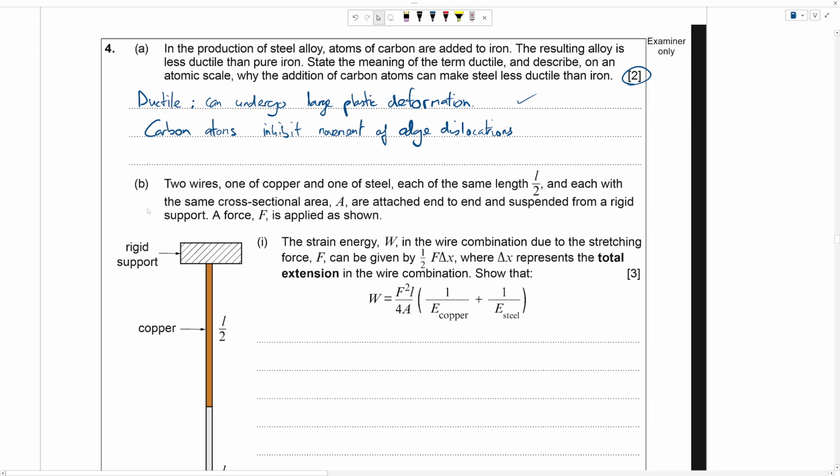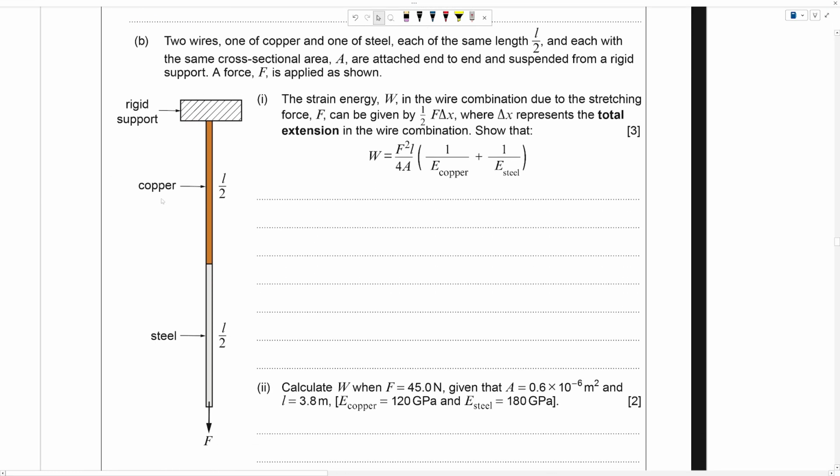Okay, part B. 2 wires, one of steel, one of copper, same length L/2, each with the same cross-sectional area, attached end to end, suspended from a support, and a force F is applied as shown. So the diagram here shows us our copper at L/2, our steel of the same length, and we're going to apply some force F.